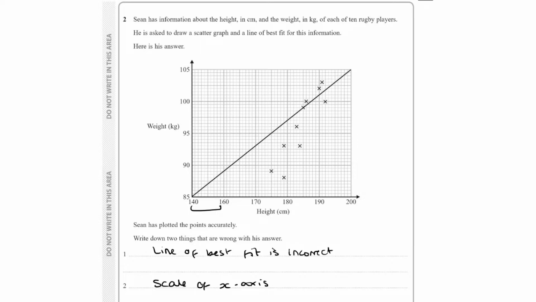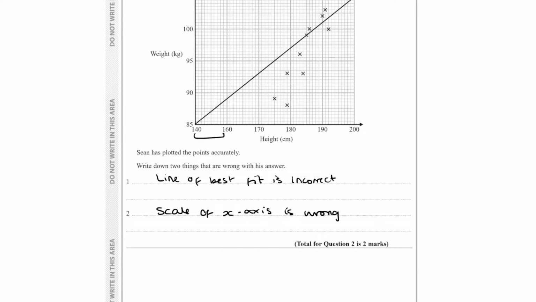The height scale, anything you want to refer to, obviously the height axis. You could say 150 is missing. Anything like that. So it's referring to those two. Yeah, exactly. 140 to 160 is a 20 centimeter difference. The rest are intervals of 10. Yeah, that's fine. So those 2 things basically for that, and that's a 2 mark question, as you can see.